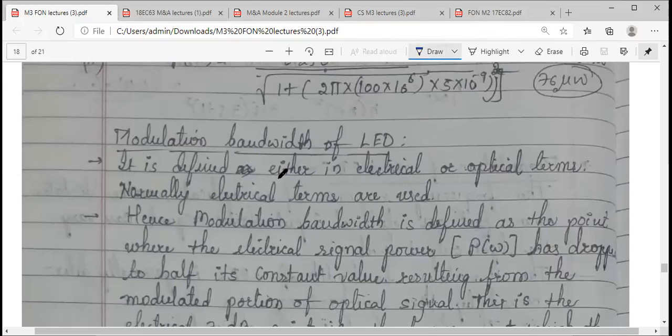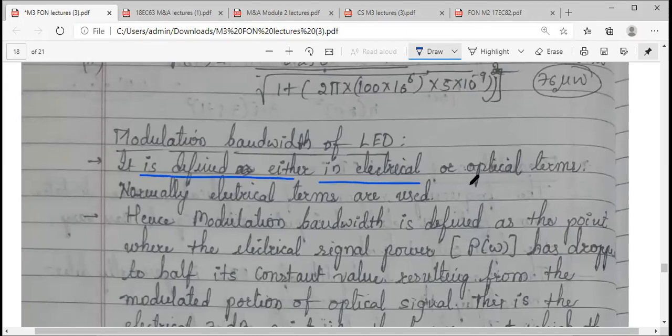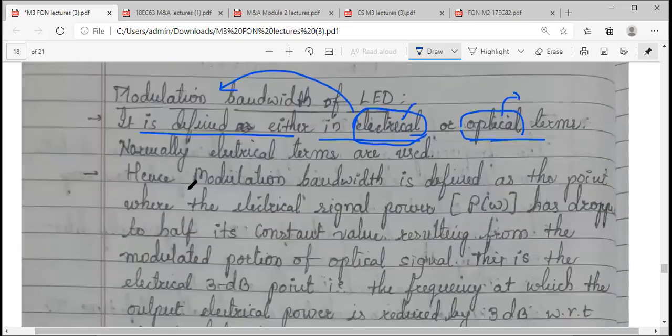Modulation bandwidth is defined either in electrical terms or in optical terms, because in order to drive this LED we have to supply current. So in terms of electrical things, we can give the modulation bandwidth. One more possibility is optical, when the light is emitted, we can give the capacity in terms of the light. So there are two ways, either in electrical terms or in optical terms. We will give you the details of both. The first half is related to the electrical terms.